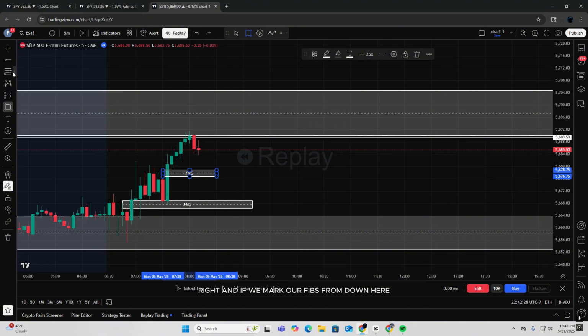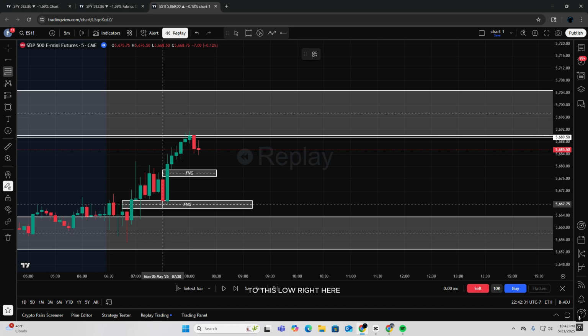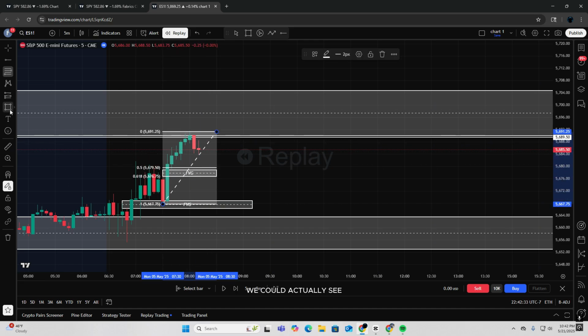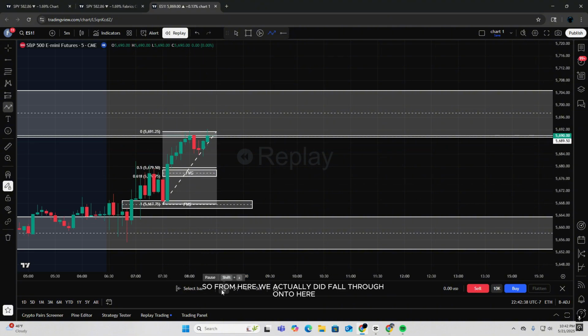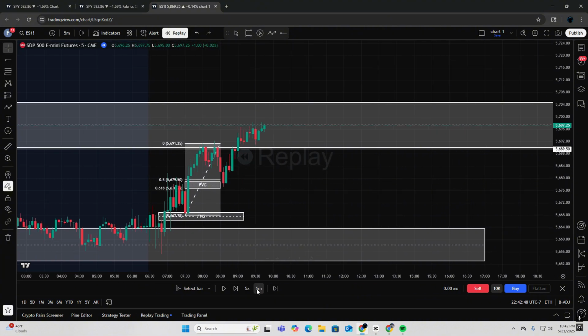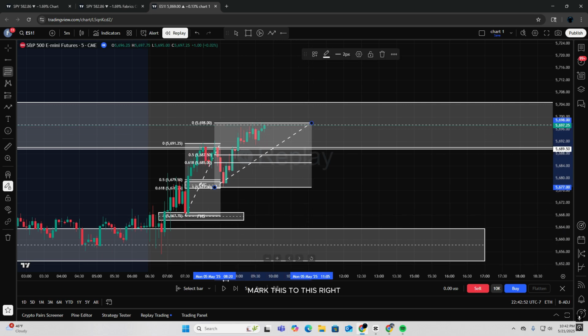And if we mark our fibs from down here to this low right here, all the way to this high right here, we could actually see that this is our golden zone as well, right? So from here, we did fall through onto here, and then we ran up a little bit more, right? And then from here, we did the same thing again. Mark this to this, right? Then from here, we did fall into our golden zone, but we didn't really have that support underneath. So this would not have been a trade, right?